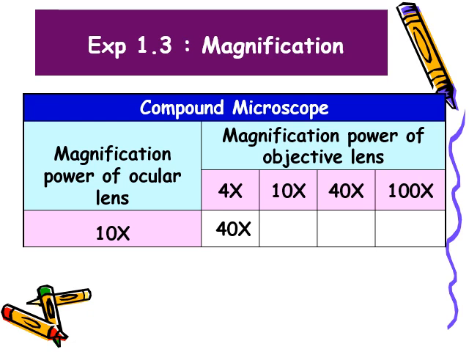So here is the example of how students should calculate the actual magnification. Magnification power of ocular lens is 10 times. While if you are using objective lens 4 times, you have to multiply 10 times with 4 times, and you can obtain 40 times. That is the actual magnification power.